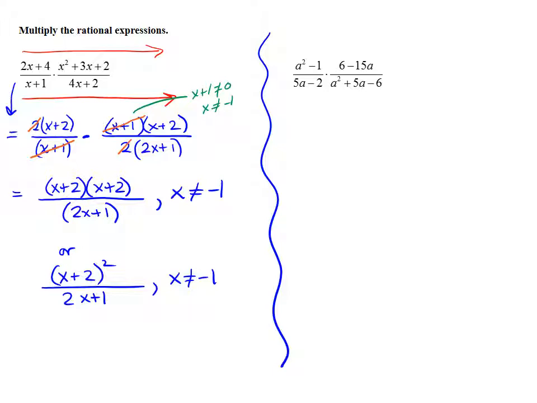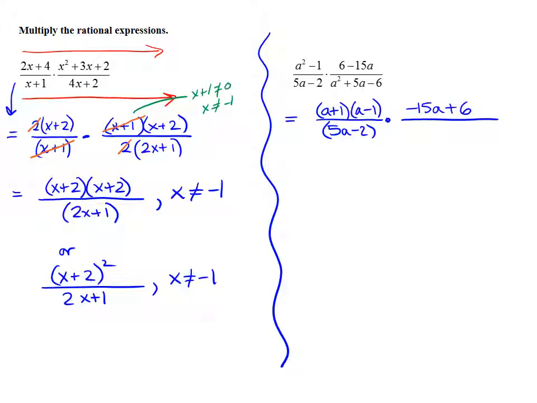Another example. Here we have a squared minus 1. We want to factor that in the first numerator. That's a difference of squares, so a plus 1 times a minus 1. And then my denominator, 5a minus 2, has nothing common. So we'll just write 5a minus 2 and we'll put parentheses around it. It can't be factored further, so we'll just show that with the parentheses. My second fraction, 6 minus 15a, notice how it's not written in descending order. So the first step is to write it in descending order.